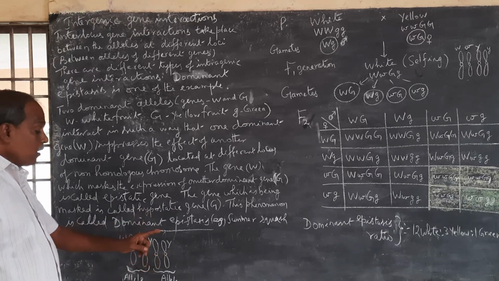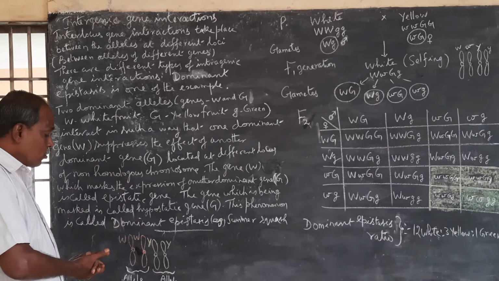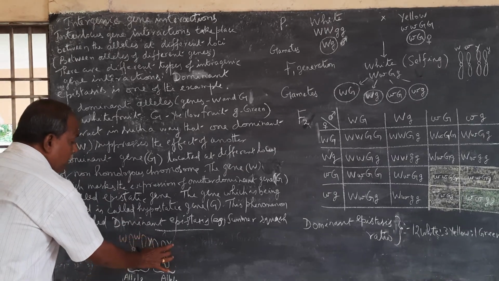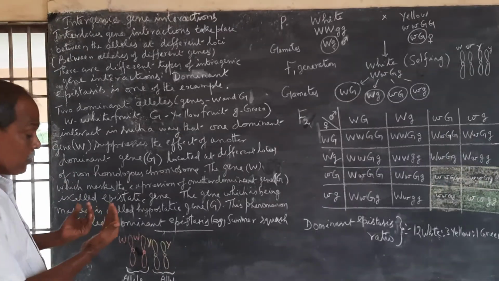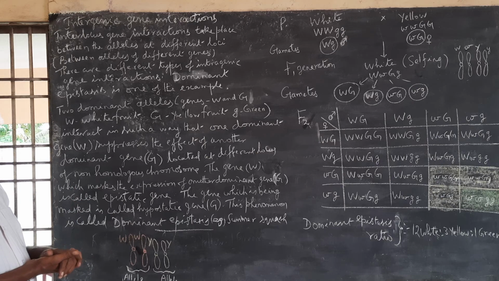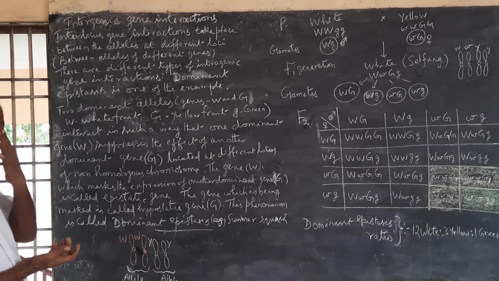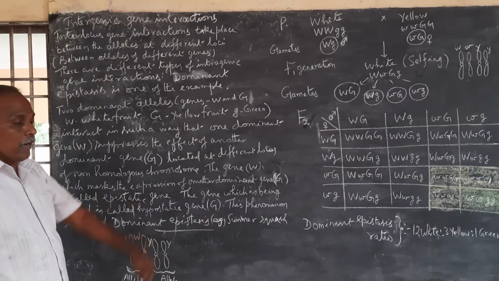So where are these non-allelic genes? Non-allelic genes are located on different homologous chromosomes. This is one homologous pair, this one is another homologous pair. When interaction takes place between such alleles, such genes, that kind of interaction is called intergenic gene interaction or interallelic gene interaction. Okay. So interlocus gene interaction means what?